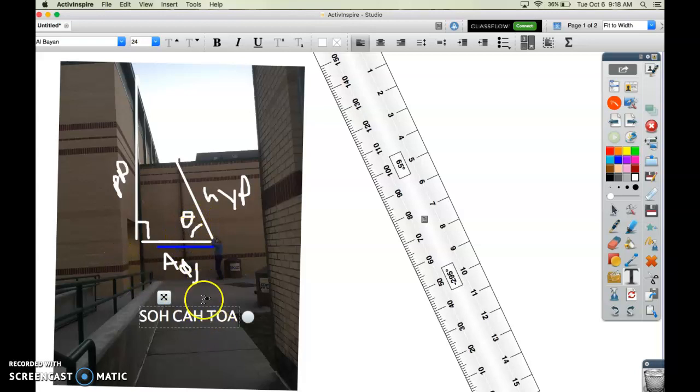Well, it turns out that of these three functions, the one that uses the opposite, that is badly spelled, I did not put an O on opposite, but anyhow, opposite over adjacent would be tangent. The other ones you'd have to know the hypotenuse, so we don't know the distance of that line up there. So let's just say, for example, this distance here, I was 20 feet from the wall.